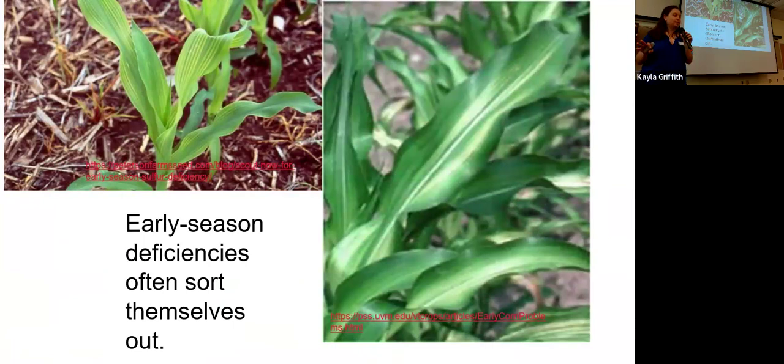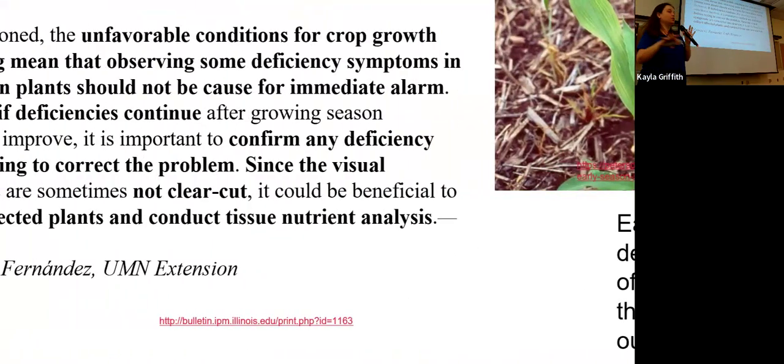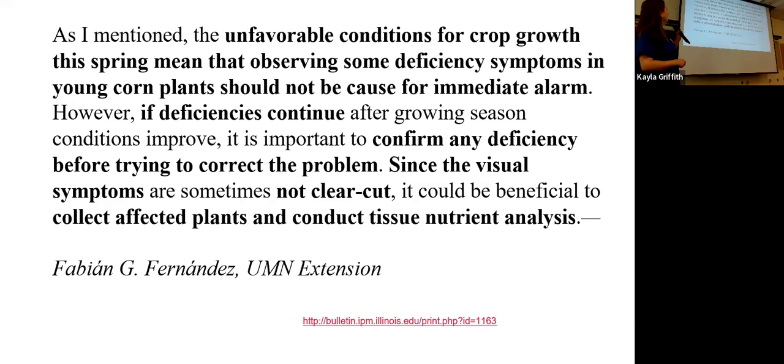If early in the season you start to see deficiency symptoms and the soil is cold, sometimes plants will grow out of that if there's enough in the soil to begin with. So if you got good soil test results, you know you applied your fertilizer right, but you're seeing deficiency symptoms and it's cold out and your plants are still little, that might be early season deficiency.